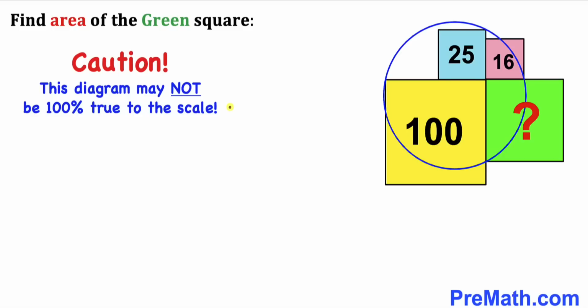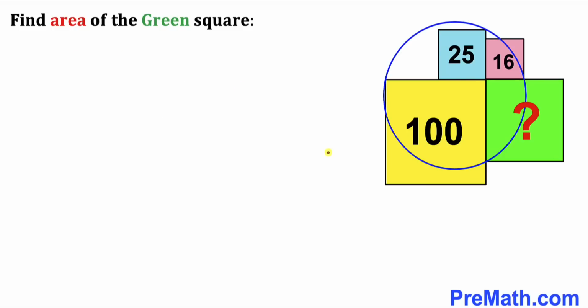Let me make it very clear that this figure may not be 100% true to the scale. Let's go ahead and get started with the solution, and here's the very first thing we are going to do. Let's recall the area of a square equals s squared, where s represents the side length of a square.